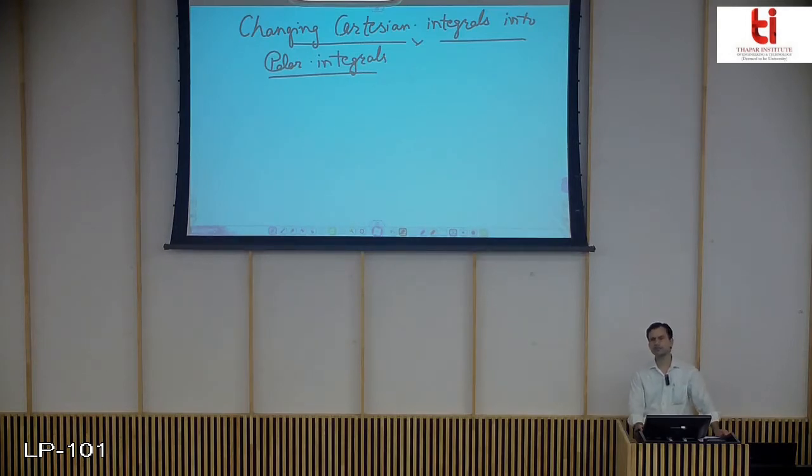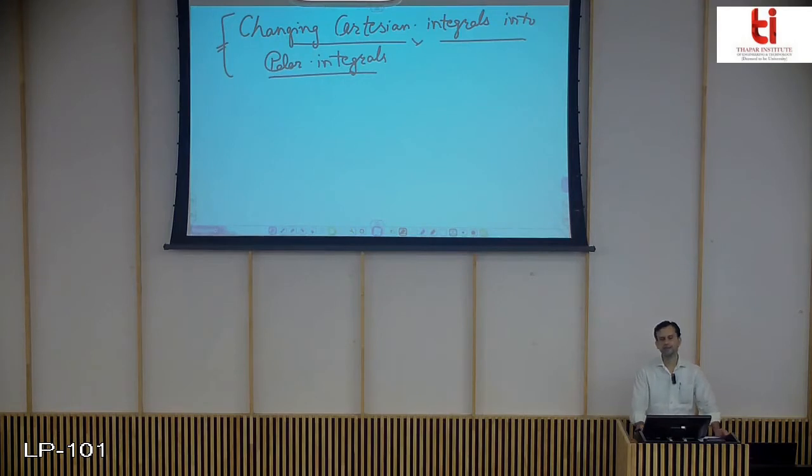Region of integration will always remain the same whether you draw it in polar or in Cartesian. However, sometimes in Cartesian it is difficult to draw and it is easy to draw in polar coordinates. Now the second reason why we switch to polar is this topic, changing Cartesian integral into polar integral.